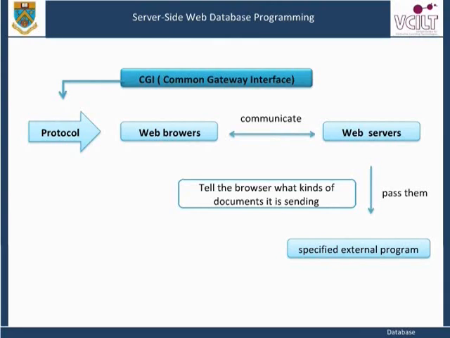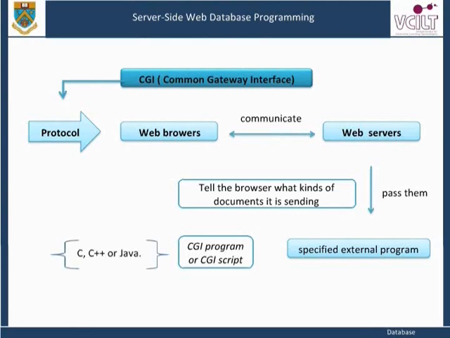Because CGI is a protocol, not a library of functions written specifically for any particular web server, CGI programs, or scripts, are language independent. As long as the program or script conforms to the specification of the CGI protocol, it can be written in any language such as C, C++, or Java.